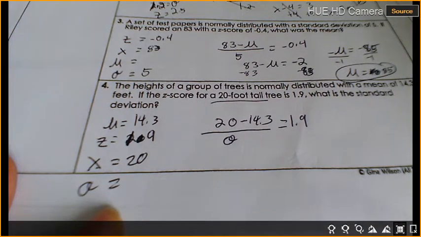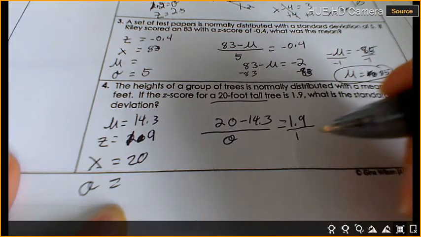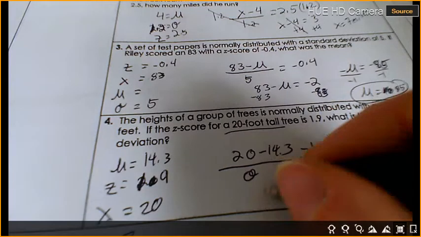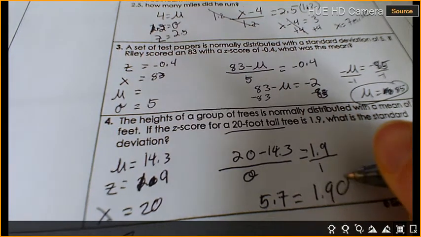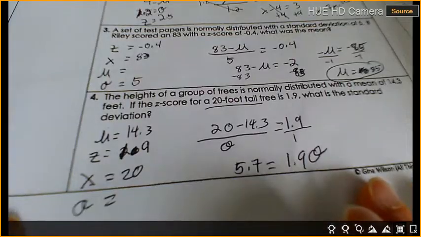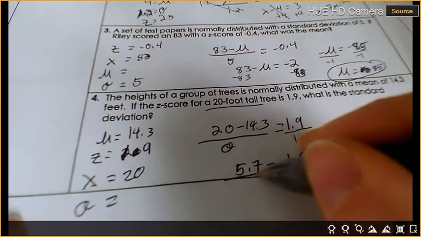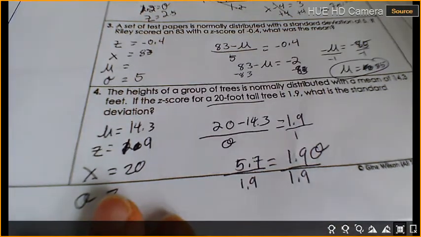Okay. So for this one, you can think of this 1.9 over 1, and we're going to cross multiply. So if we go 20 minus 14.3, I get 5.7 equals 1.9 times my standard deviation. And then I'm just going to divide by 1.9. You say you got 5.7? Okay. So 5.7 divided by 1.9 gives me 3.